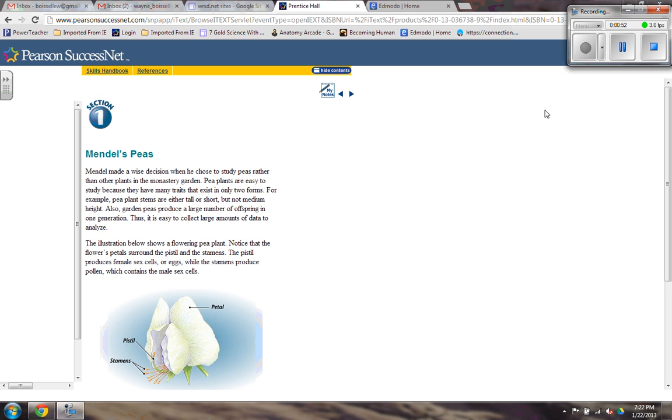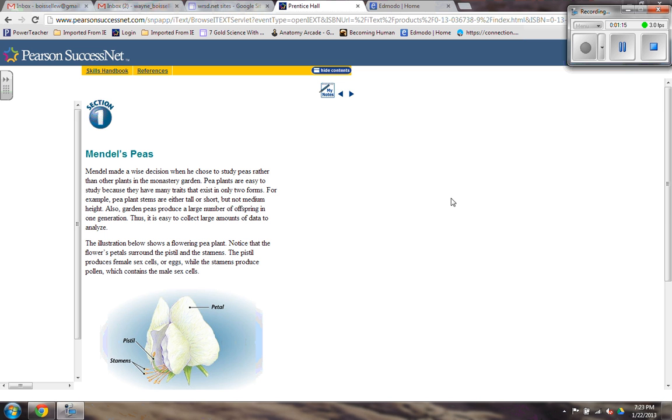For instance, I may have mentioned this in class with hair color. There are so many varieties of just brown hair color that it's very hard to pinpoint exactly what color it is. Whereas with the pea plants, it was one trait or another, or it had the trait or it didn't. It was very easy to see.